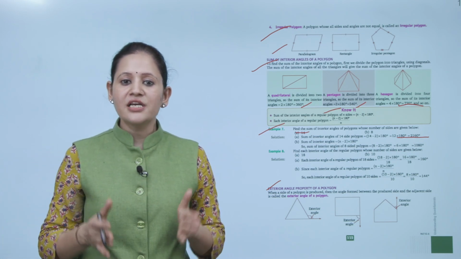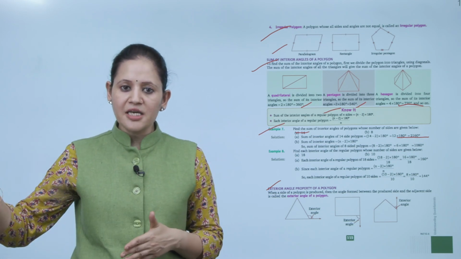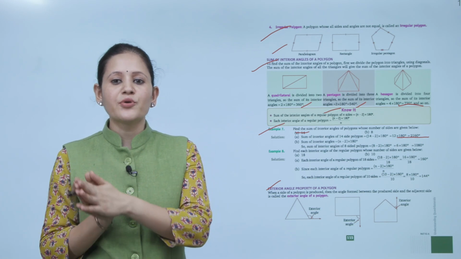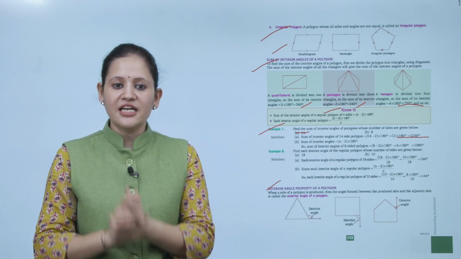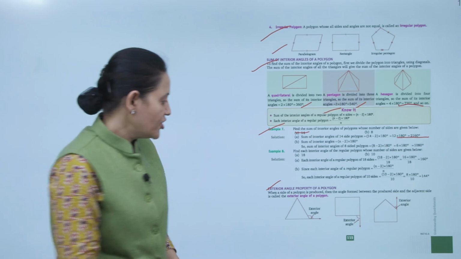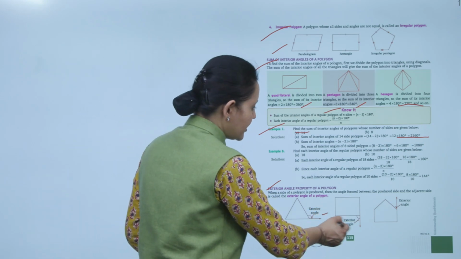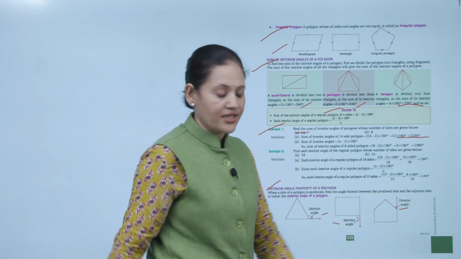Next is exterior angle property of a polygon. When the side of the polygon is produced, means if we extend the side forward, then the angle formed between the produced side and the adjacent side is called the exterior angle of the polygon. So here you can see these are the exterior angles of the polygon.